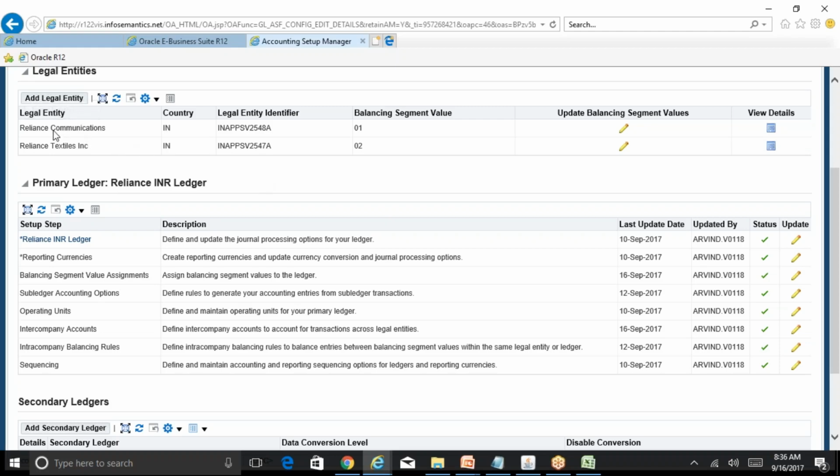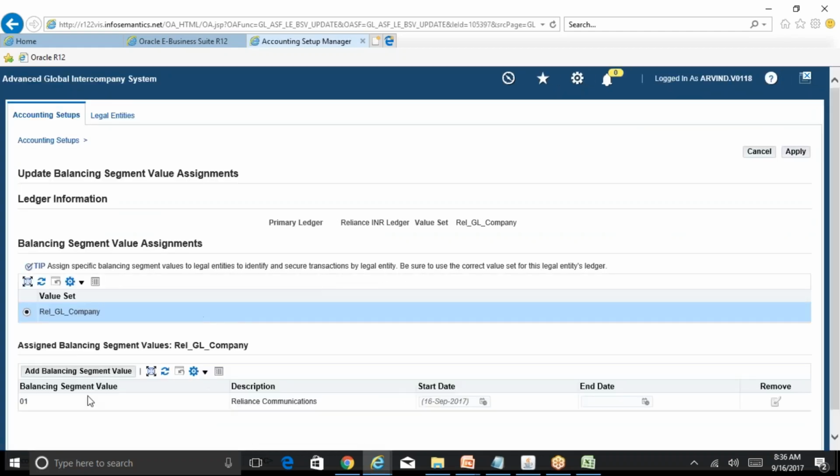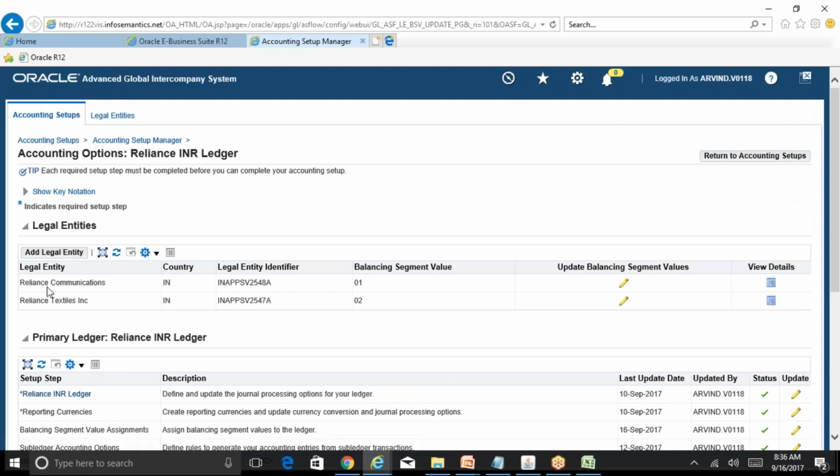Here you can see, once a legal entity is defined, if you remember, we clicked on update balancing segment value and assigned the company code. That's the reason why at the legal entity Reliance Communication, the company code is 01. Similarly for Reliance Textiles, once the legal entity is created, we came to this screen, clicked on add legal entity, assigned the legal entity, then clicked on update balancing segment value and assigned the company code. So 01 is associated with Reliance Communication, and 02 is associated with Reliance Textile.